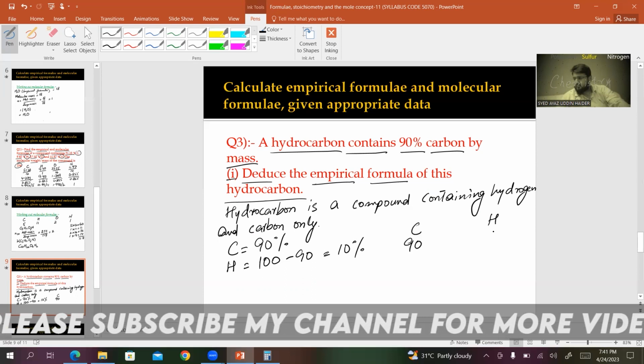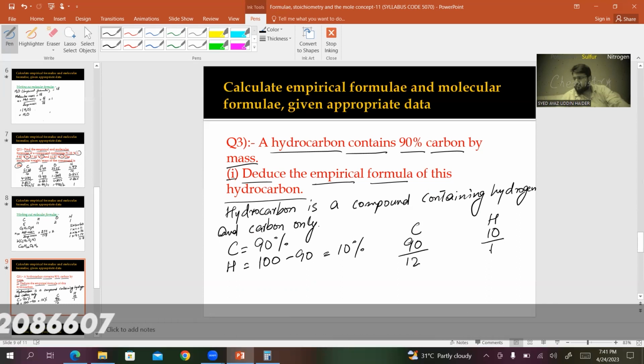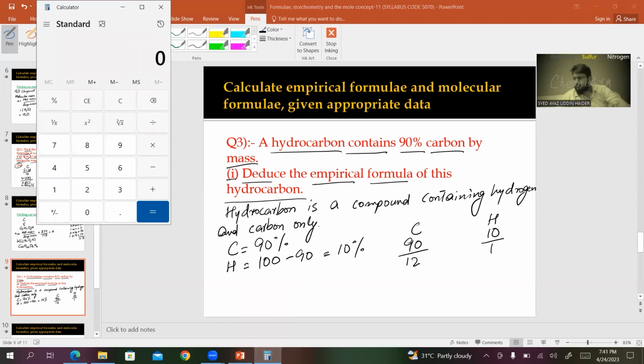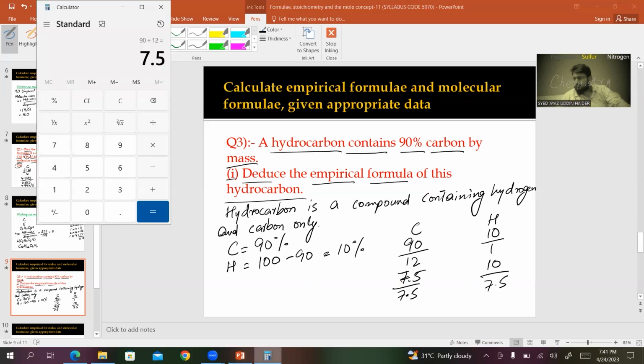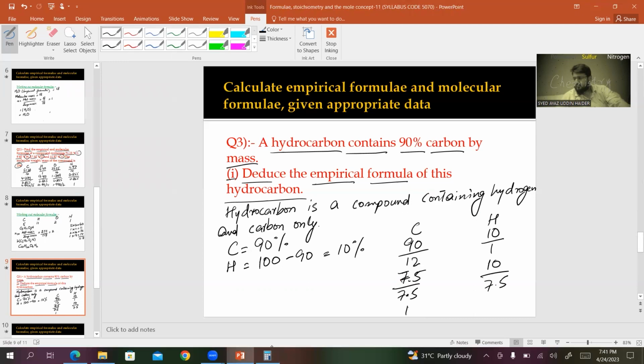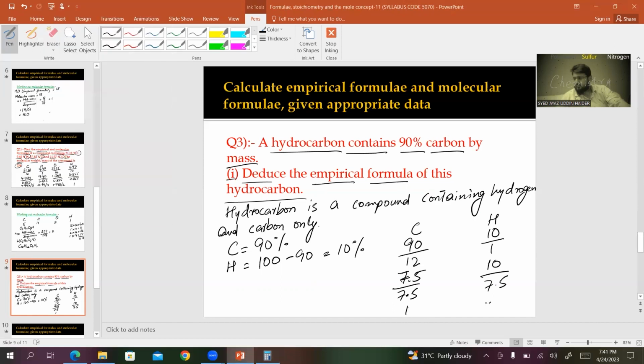Carbon 90%, hydrogen 10%. So divide the 90 by 12, and for hydrogen, divide by 1. For carbon, 90 divided by 12 is 7.5. For hydrogen, we'll get 10. 7.5 is the smallest number, so we will divide both these numbers by 7.5. For carbon, we will get 1. And for hydrogen, we will get 10 divided by 7.5, which is 1.333.